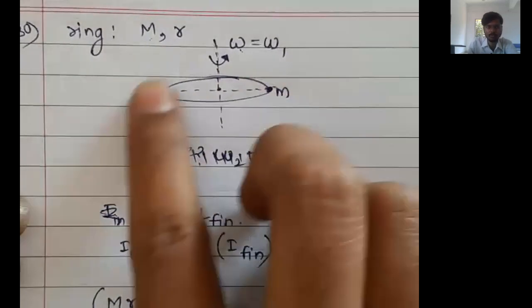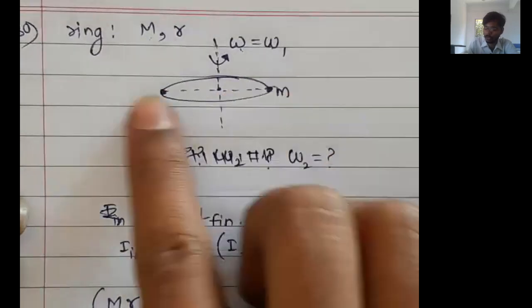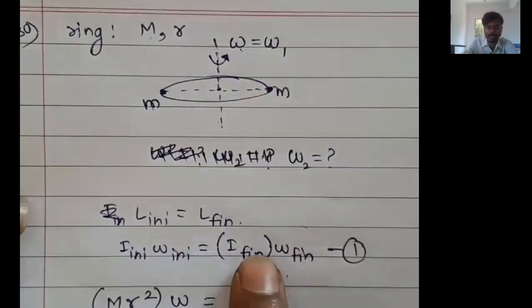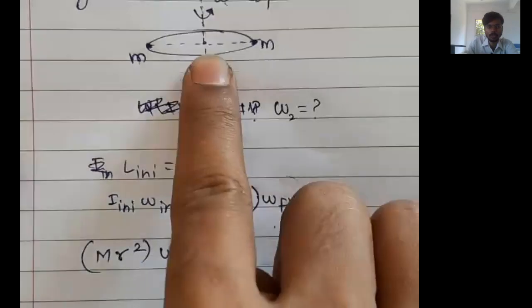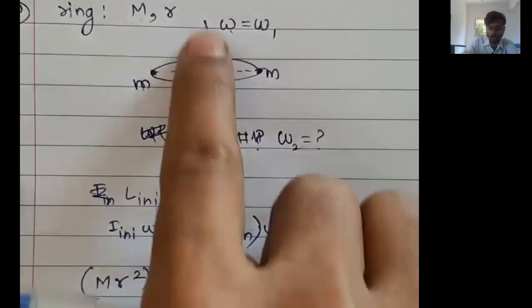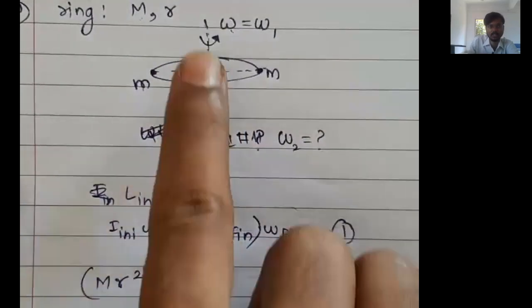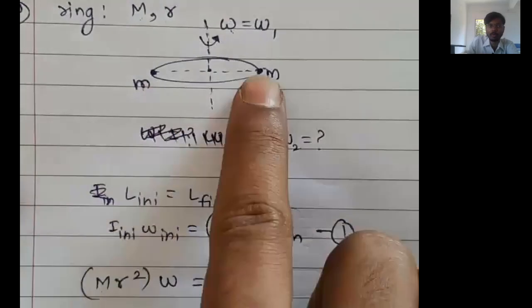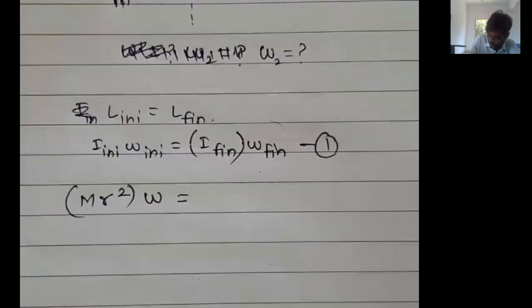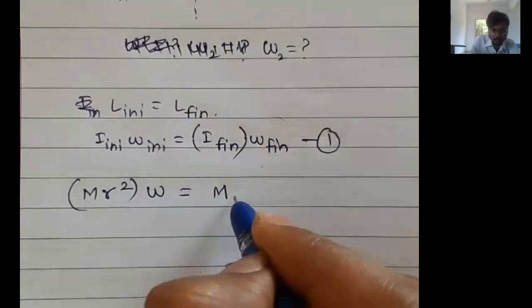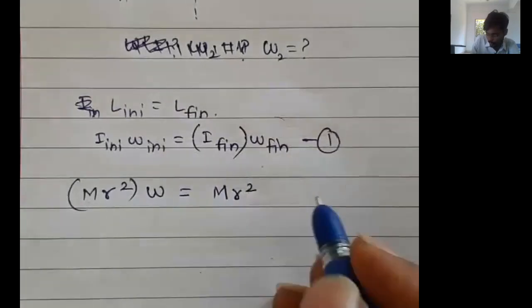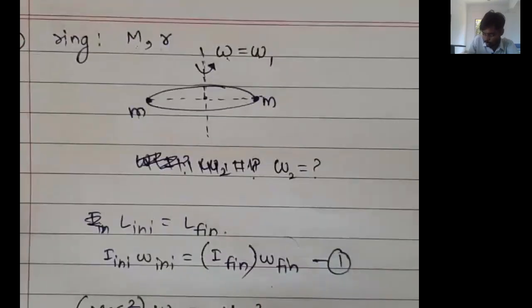So three objects we have. We have to find out the moment of inertia of the system, finally, the final moment of inertia. The ring is still rotating about the same axis, so the ring's moment of inertia will remain the same. That will be equal to capital M, mass of the ring, into r square, radius of the ring square, plus the moment of inertia of this point mass.